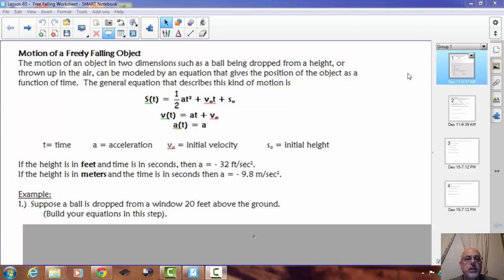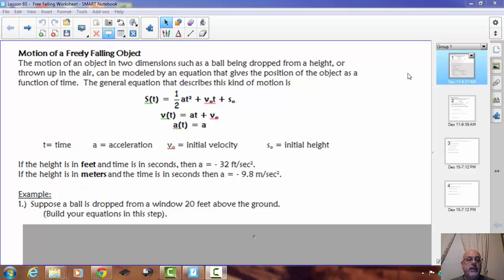So there's a general equation that describes this kind of motion. It's S of t equals 1/2 a t squared plus v sub 0, which is your initial velocity, t, plus s sub 0, which is your initial height. Velocity as a function of time is at plus initial velocity, and acceleration with regard to time is just equal to a. So there's a couple of things you have to keep in mind.